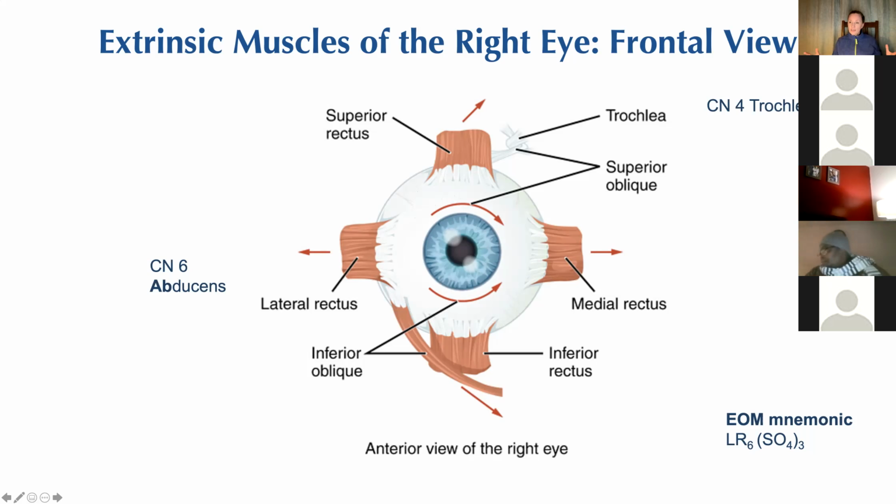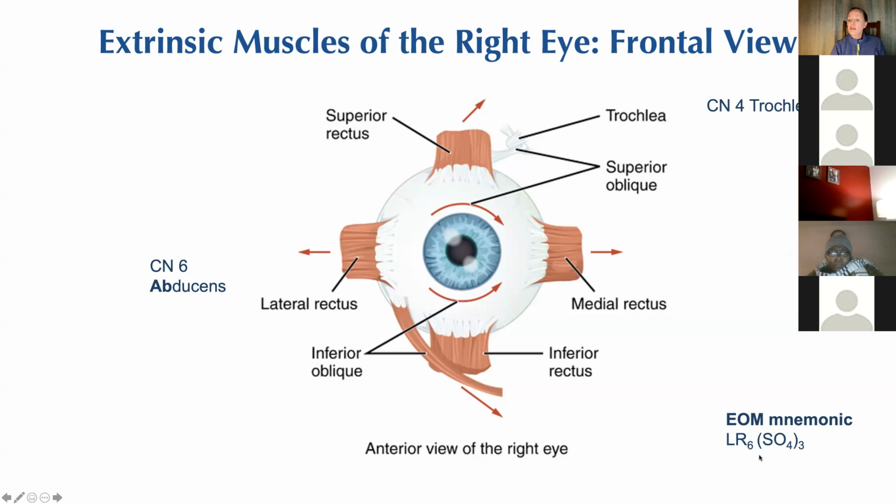Now, you also need to know the innervation of each of these eye muscles. All of them are innervated by the oculomotor nerve, cranial nerve number 3, except for superior oblique, cranial nerve number 4, the trochlear nerve. That's the only thing it does. And number 6, the abducens or abducting nerve, moves the lateral rectus, so it moves your eye outward to the side.